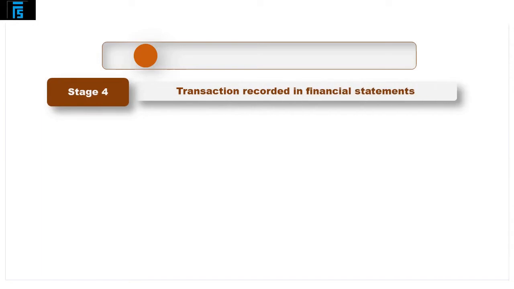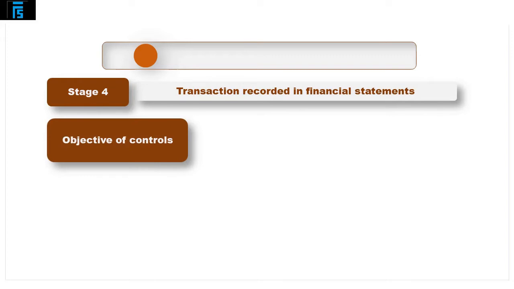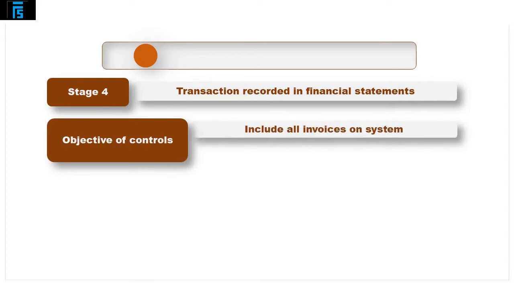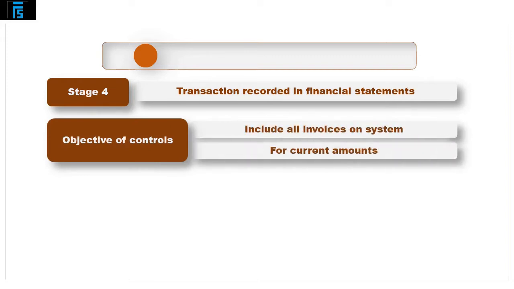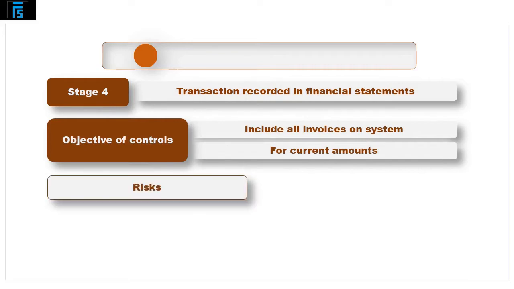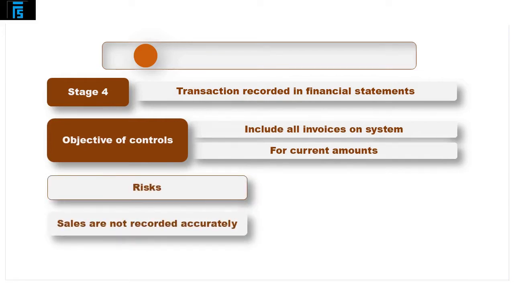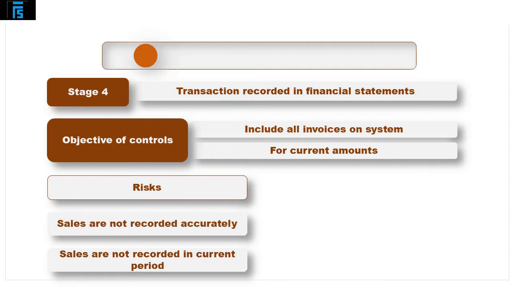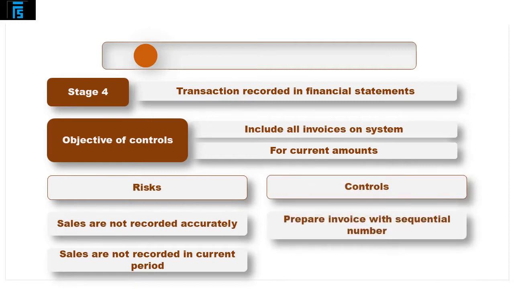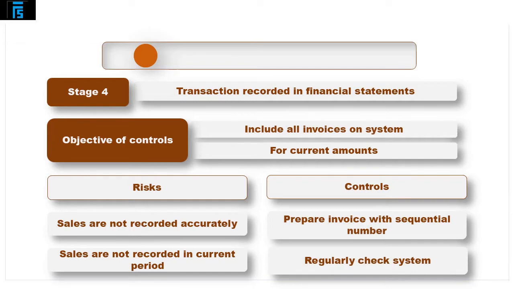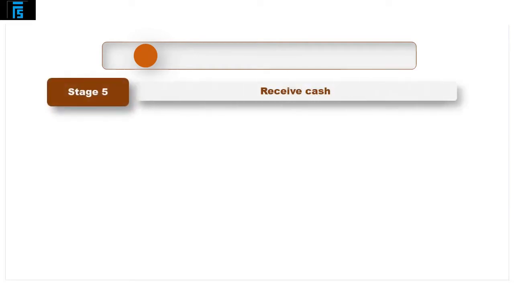Stage 4, when the transaction is recorded, would also be in the accounts department. The objectives would be to include all invoices on the system for the correct amounts. A risk would be that sales are not recorded accurately or in the correct period. And a control would be to prepare invoices with sequential numbering. On entering the invoice to use that reference and regularly check the system to ensure the sequence is not missing an invoice number.